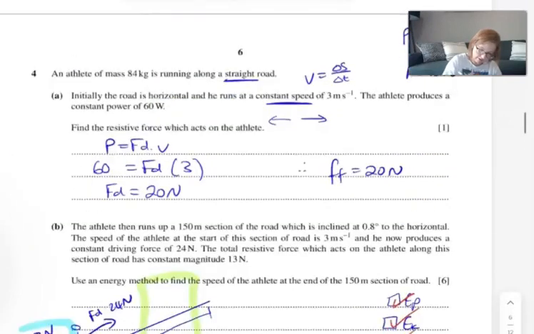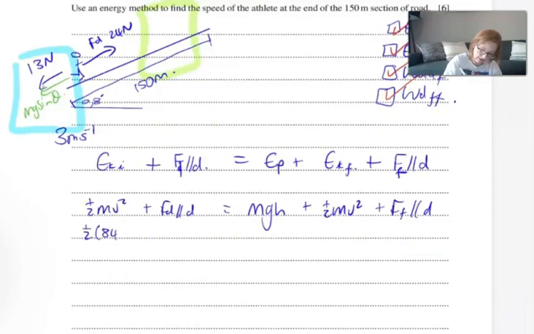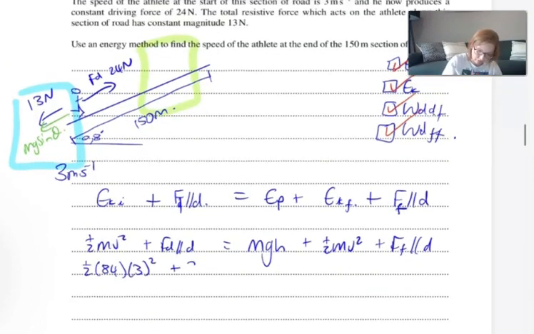Okay, so we've got a half. The athlete has a mass of 84 kgs, and initially he's going at 3 meters per second. Okay, then he's got a driving force of 24, and he's going 150 meters uphill. He's 84 kilograms, gravity is 10, height. Okay, so we got to work out this height.